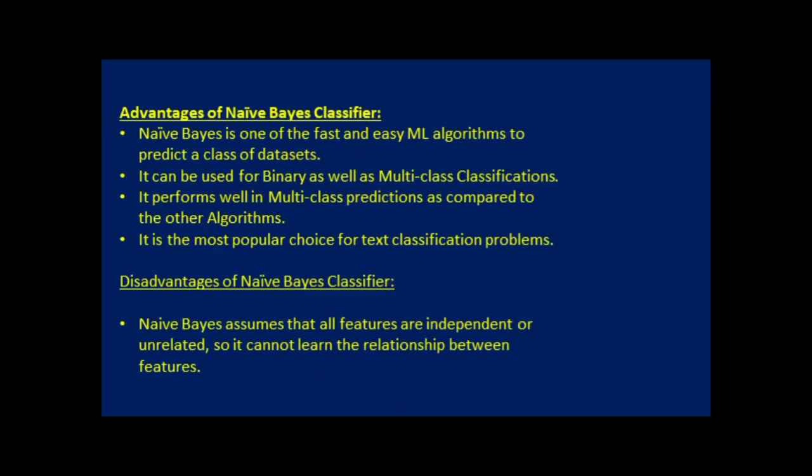Okay. So what are the advantages of the naive Bayes algorithm? Naive Bayes is one of the fastest and easiest machine learning algorithms to predict the class of a data set. It is used for binary as well as multi-class classification. It performs well in multi-class prediction compared to other algorithms. It is the most popular choice for text classification. The only disadvantage is that it assumes all the features are independent or unrelated, so it cannot learn relationships between the features.